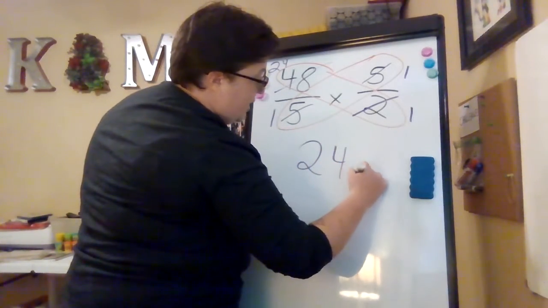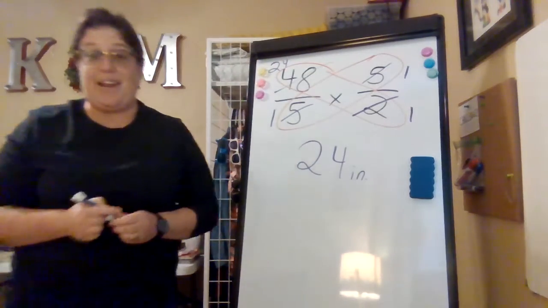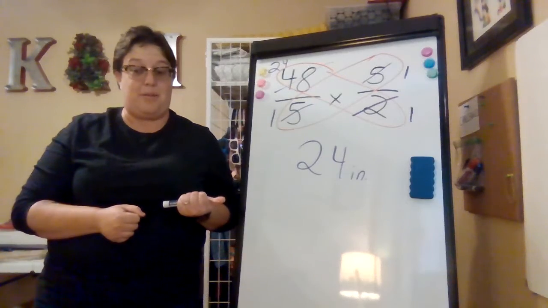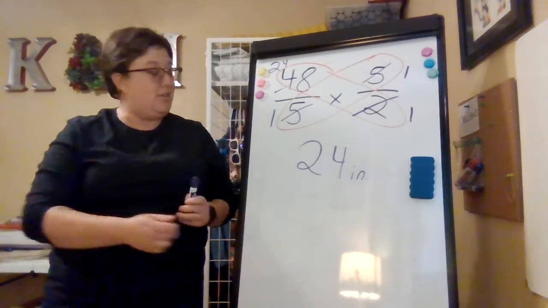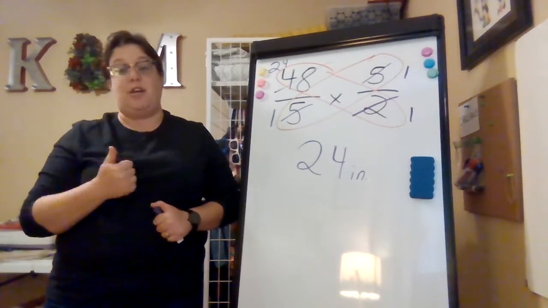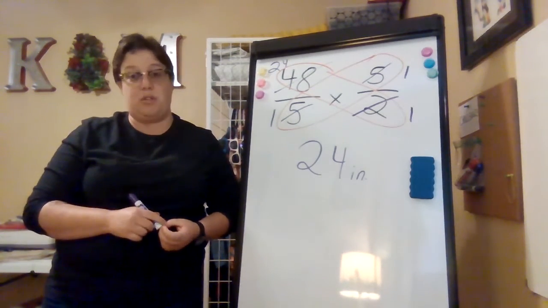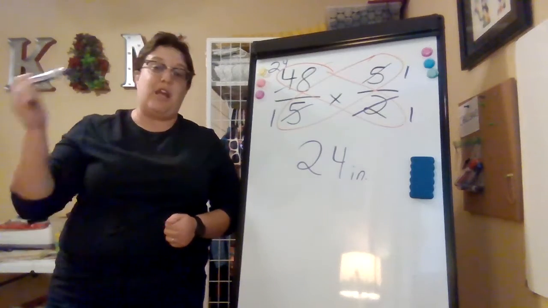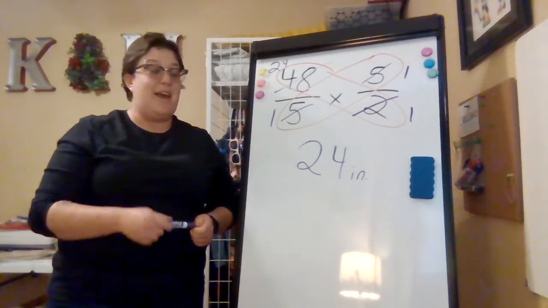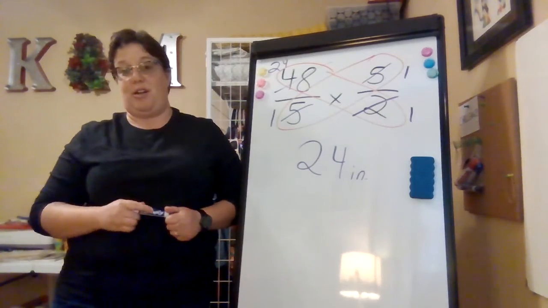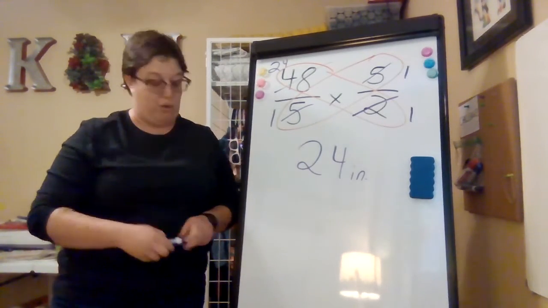So how long is the skateboard that Levi wants for his birthday? 24 inches. And I know that my answer is correct because it's close to what we estimated at the beginning, which was 30 inches. 24 inches is close to that, so I know that I got it right. This is how you do it. In order to multiply mixed numbers, you have to change them to improper fractions first, and then you can cross cancel, and then multiply straight across, which gives you your answer of 24.